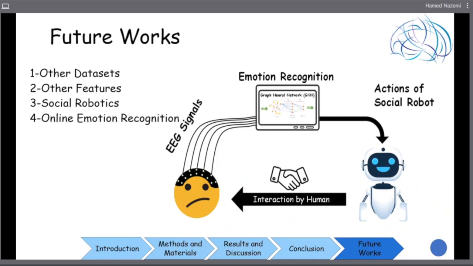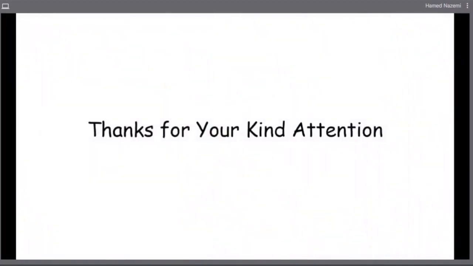The ultimate goal of this research is using an emotion recognition system to detect a human emotional state and then send this state to a social robot, and then the social robot interacts with the human based on his emotional state. For example, if a human is sad and has a bad feeling, the social robot makes him laugh and gives him a good feeling.